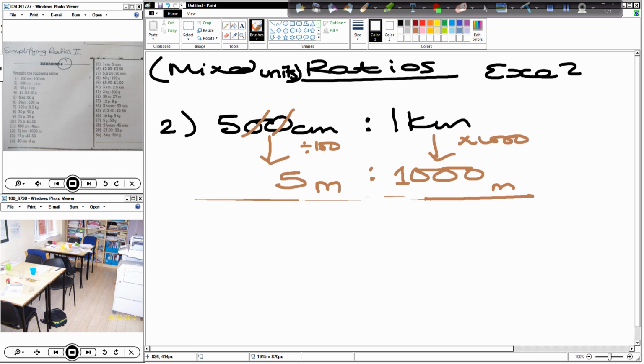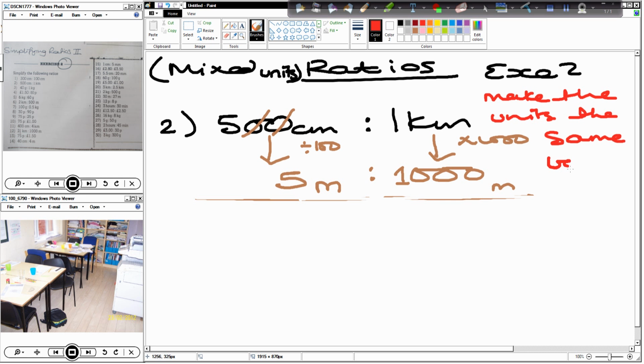So we need to get rid of these, because we're going to carry on the question now. Once we have changed the units, and the units are now consistent, we can move on. Make the units the same before you simplify.